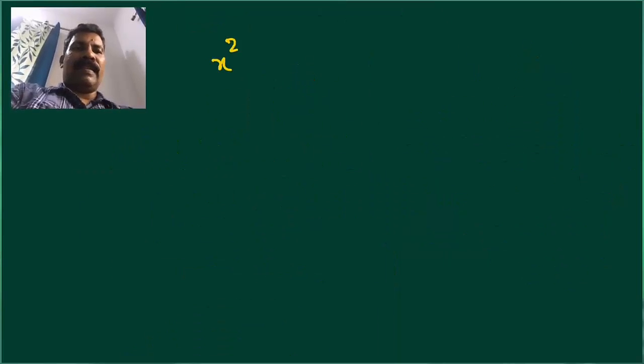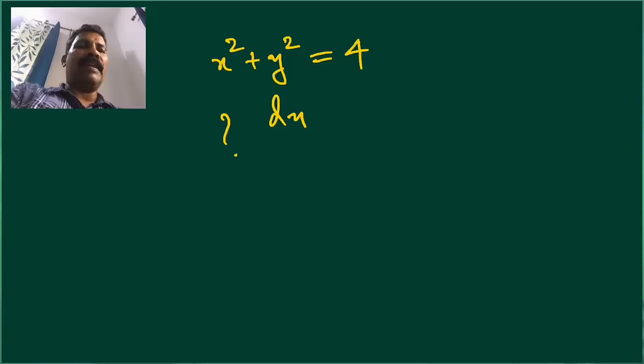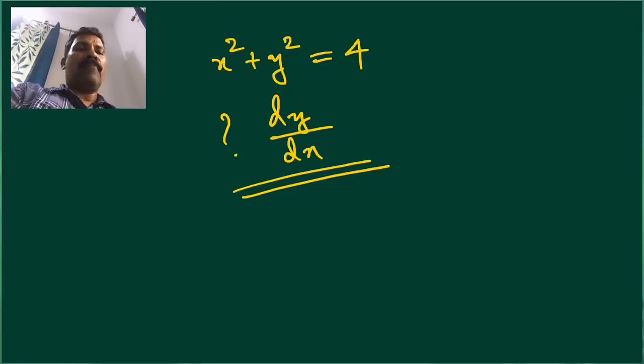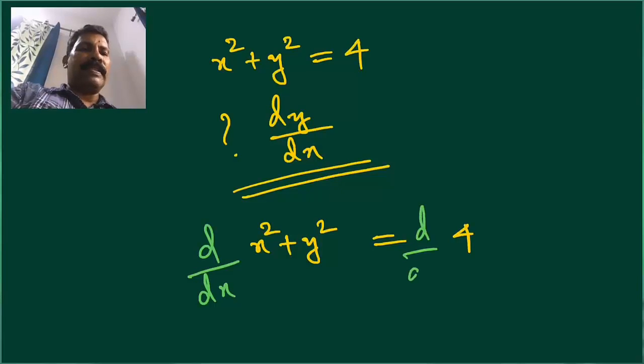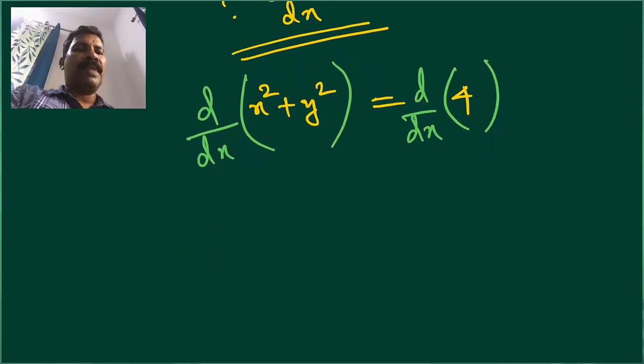Now consider the implicit function x squared plus y squared is equal to say 4. This is an example of an implicit function. Then how to find dy by dx? Every time our question will be the same: find the derivative of the function y with respect to x. Then what to do? So here the equation is x squared plus y squared is equal to 4. d by dx is what is called a differential operator. So we can apply the differential operator on both sides of this equation.